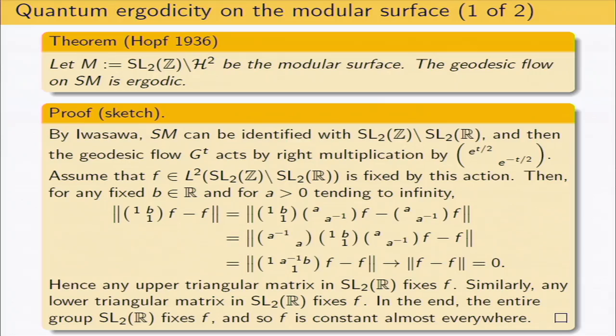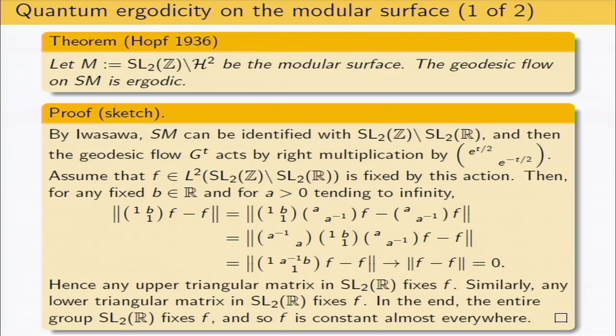So 1b, 1f differs from f by the same amount in L2 norm as this difference, because here we can replace f by AA inverse f, because AA inverse f is just the same as f by assumption. Now also, this group action is unitary, so if you multiply these two entries by the inverse of this matrix, then you still get the same difference. But if you calculate this matrix, then it's another upper triangular matrix with entry b over a instead of b.